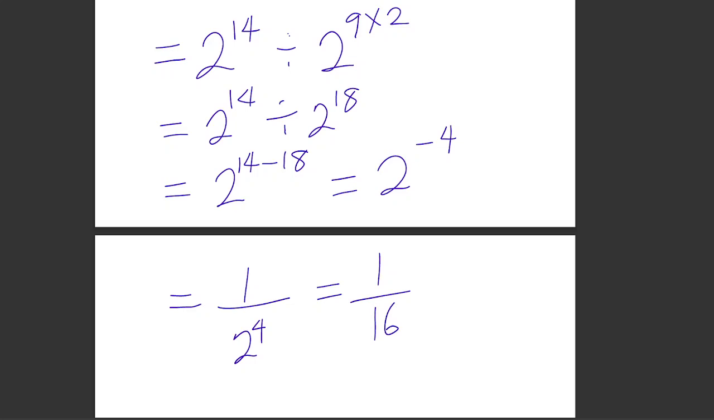8 times 2, 16. So the answer is 1 over 16. Is that clear? Yes, Uncle. Alright, good. So that is that on this. Let's move to the next question.